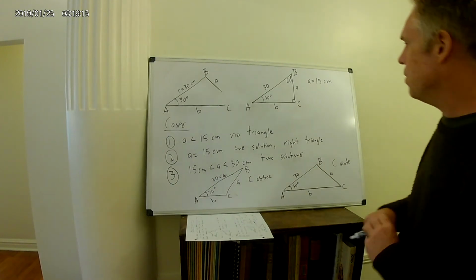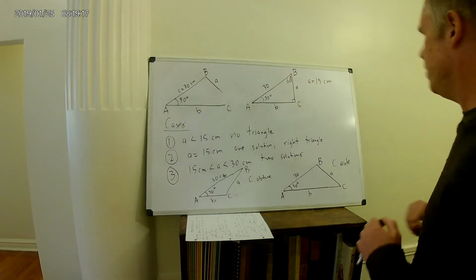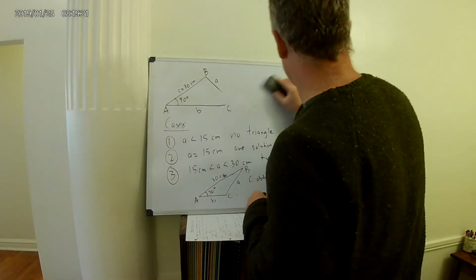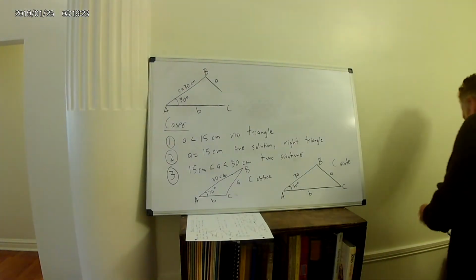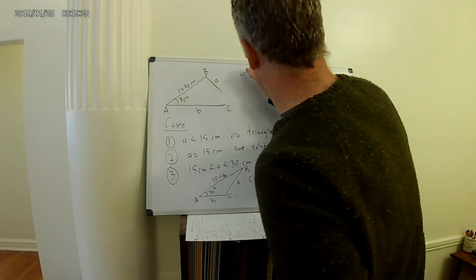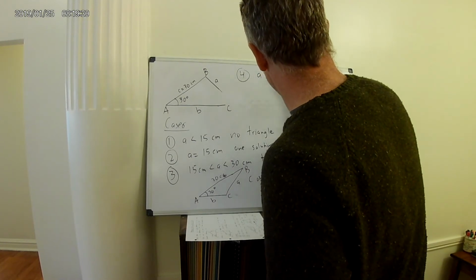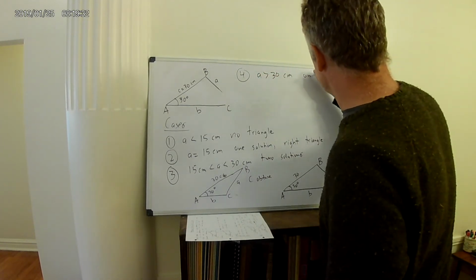And then there's a fourth case, and I'm running out of room, but I'm going to erase this and mention the fourth case here. So the fourth case is that side A is greater than 30 centimeters. And in this case, we have just one solution.